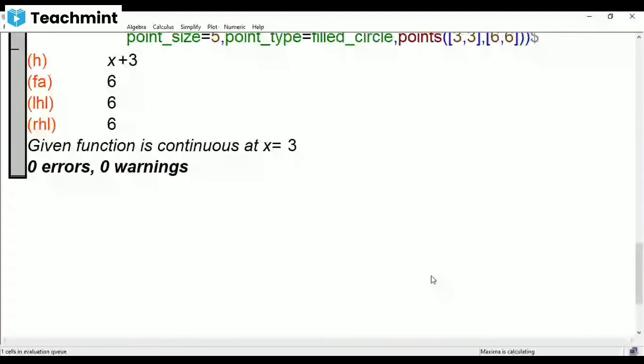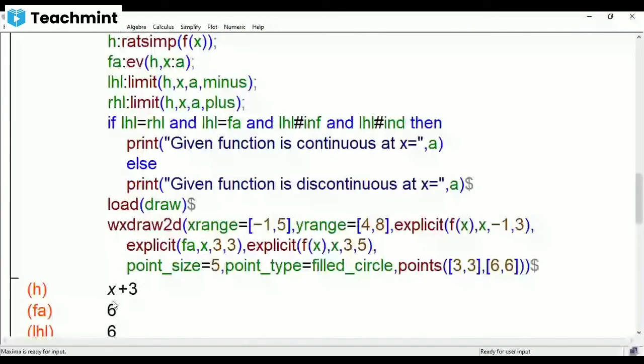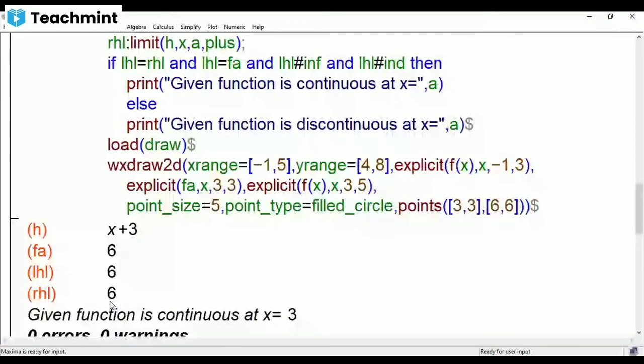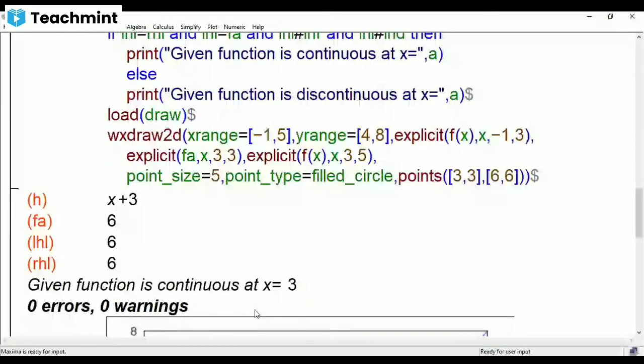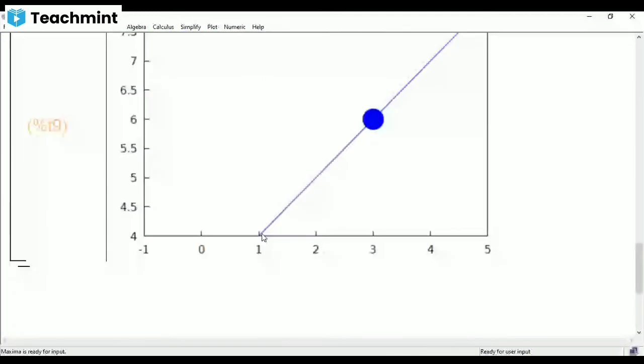See, this is your h. That is what we got while solving manually, the simplified answer. This is f of a, that is also 6. This is the left hand limit, this is the right hand limit. All are equal. Therefore, f of x is continuous. See, this is the graph: the left side graph, the right side graph, and at x equal to 3. So this is how you can write the Maxima program for verifying the continuity of a function at a point. Thank you.